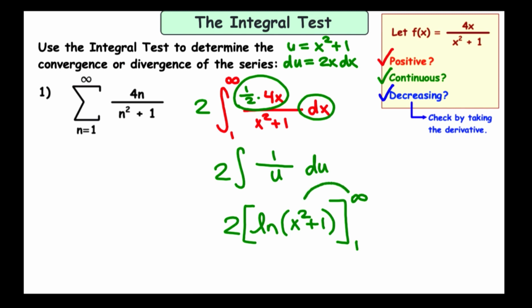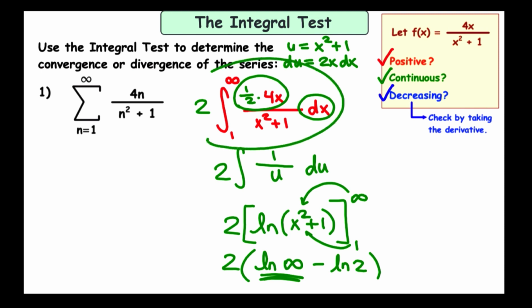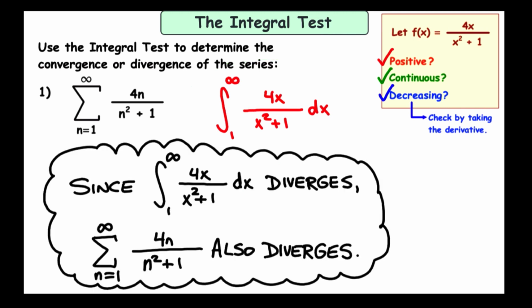But here's the bad news. The moment this infinity goes in, I've got natural log of infinity, game over. It doesn't matter that I end up going minus natural log of 2. The damage has been done. This is infinity. And so since this integral diverges, that means that the sum also diverges. Let me write that out. And we're done.